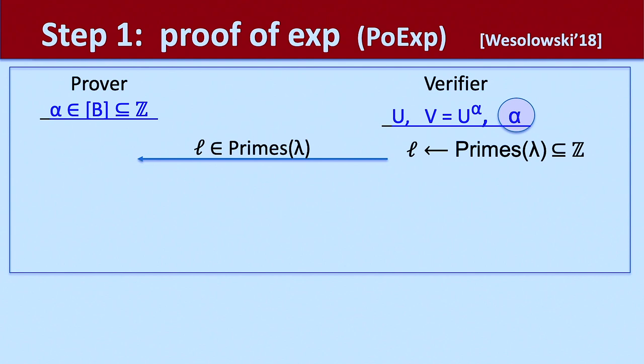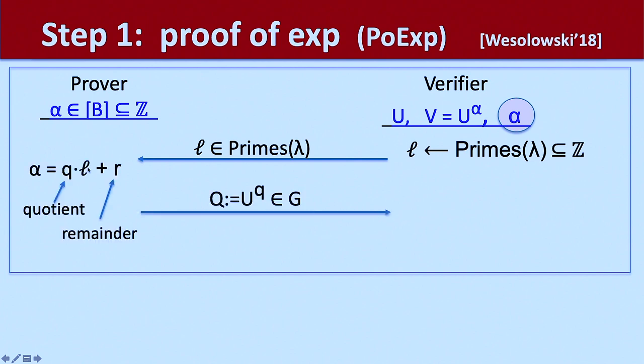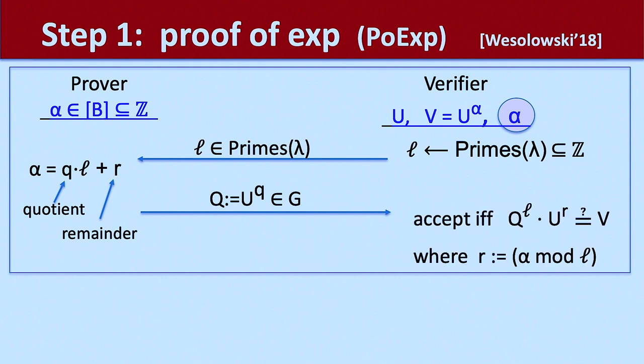The verifier is going to choose a random 128-bit prime L and send it over to the prover. The prover takes the exponent alpha and divides it by L. He writes it as q times L plus r, where r is a number between 0 and L, and sends the quotient q back to the verifier. That's it. What does the verifier do? The verifier just tests this equality in the exponent. You take q and raise it to the L, which gives you q times L plus r, and we check that it is equal to v. Literally, we're just checking this equality in the exponent. The only thing the verifier has to do is compute the remainder itself, so it computes alpha mod L on its own.